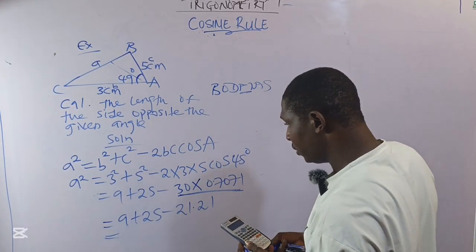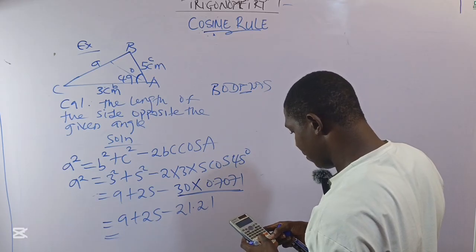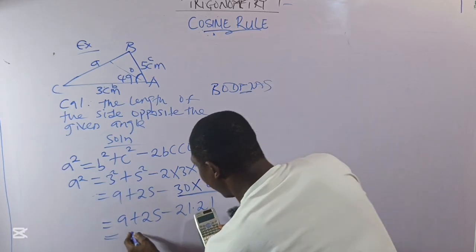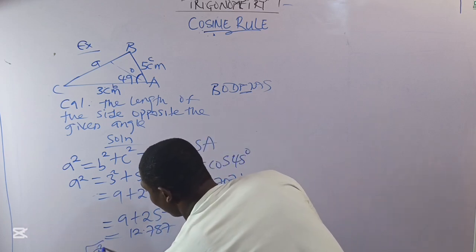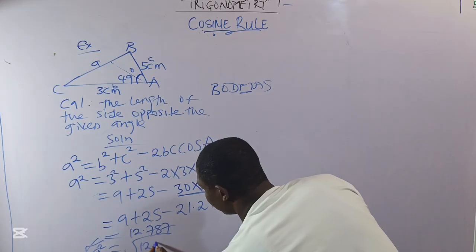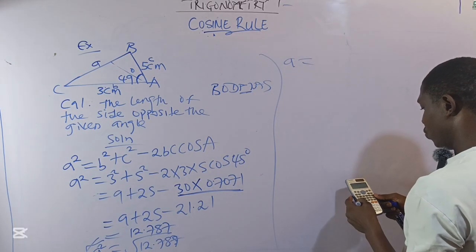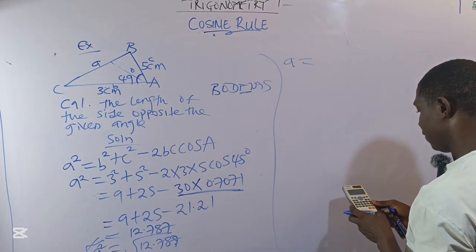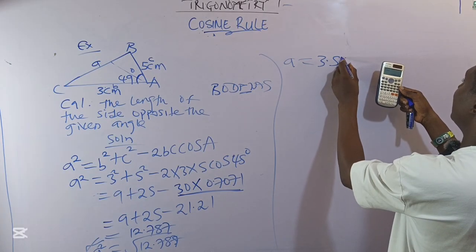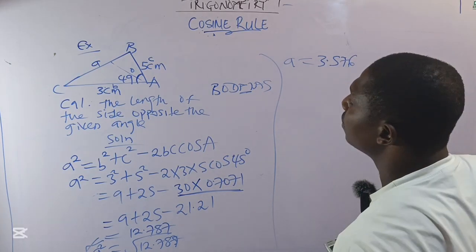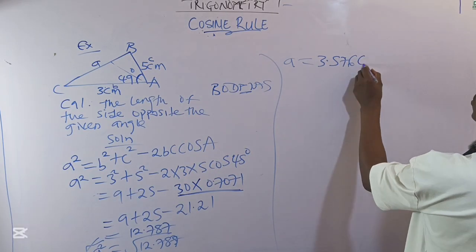And I'll have 12.787. If I take the square root from here, I will have a equals the square root of 12.787, and I'll have 3.576. So that's my answer for a. And the unit will be centimeter.